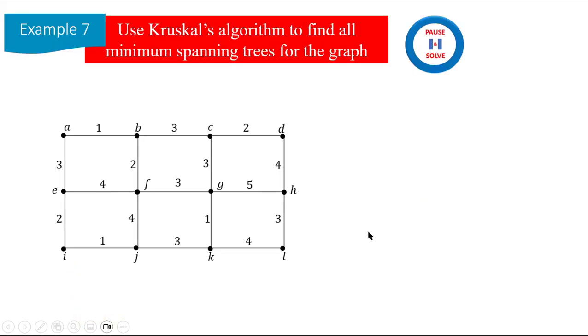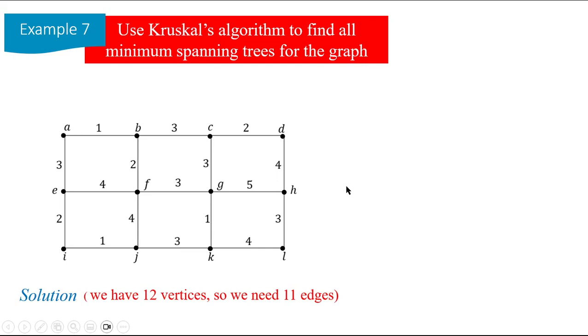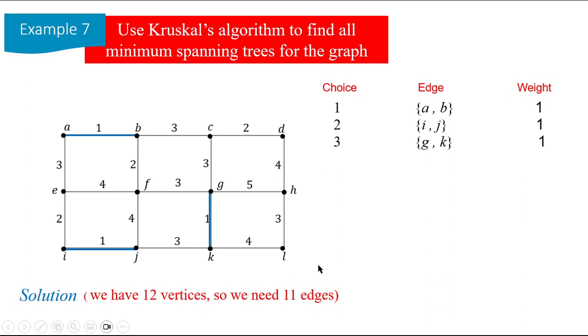Example 7. Use Kruskal's algorithm to find all minimum spanning trees for the graph. Okay, so here you have 12 vertices. You need 11 edges. Start with the ones. This is 1, 1, 1. 2s now. 2, 2. EI 2.